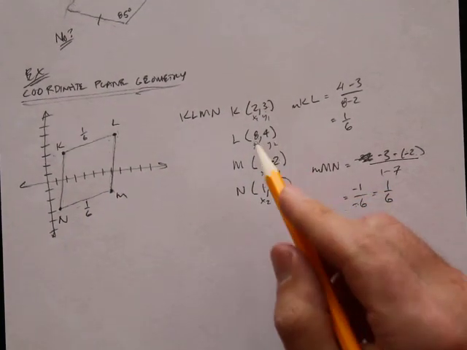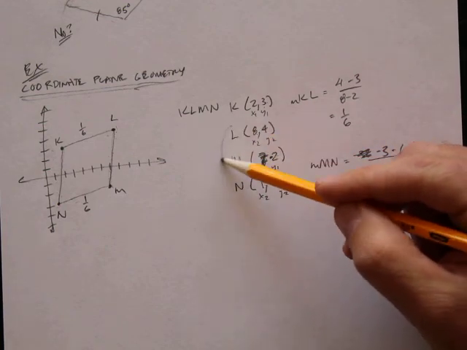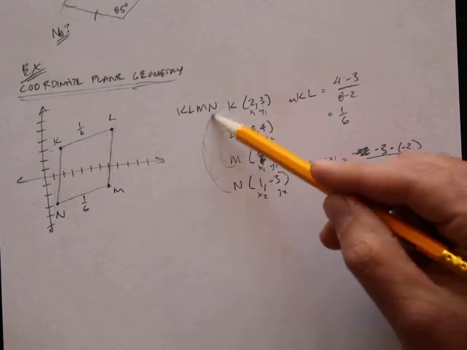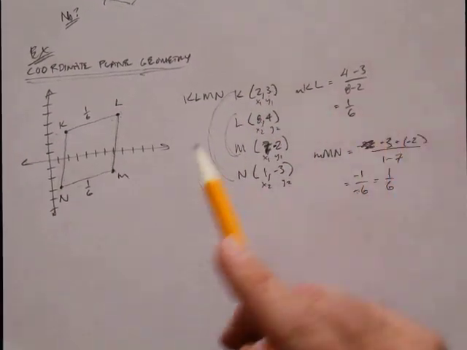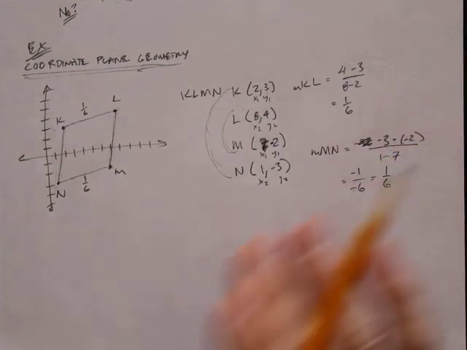Okay, now you try. Find the slope between these two, LM and KN. So do that, and then we'll check to see if this thing is a parallelogram. Go.